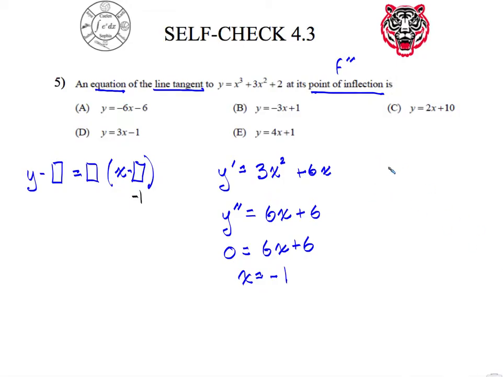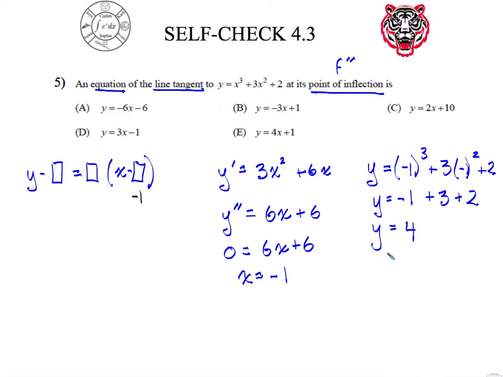So I'm just going to rewrite that equation here. y is equal to x cubed plus 3x squared plus 2. And we know that x is negative 1. So negative 1 cubed is negative 1. 3 times negative 1 squared, plus 2. I'm plugging x into the original equation, and I got my y coordinate of 4.